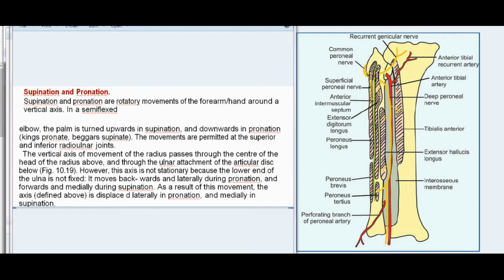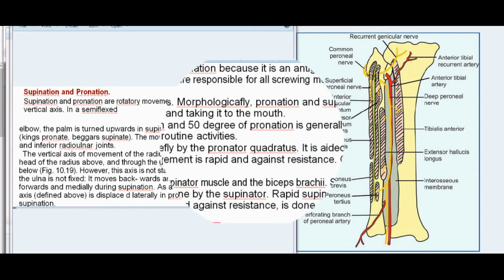The vertical axis of movement of the radius passes through the center of the head of the radius above, and through the ulnar attachment of the articular disc below, Fig 10.19. However, this axis is not stationary because the lower end of the ulna is not fixed; it moves backwards and laterally during pronation, and forwards and medially during supination. As a result of this movement, the axis, defined above, is displaced laterally in pronation, and medially in supination.